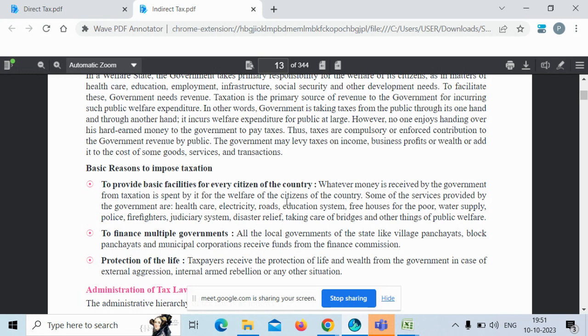All the local governments of the state, like village panchayats, block panchayats and municipal corporations, receive funds from the Finance Commission. Okay, then the third one is protection of life.